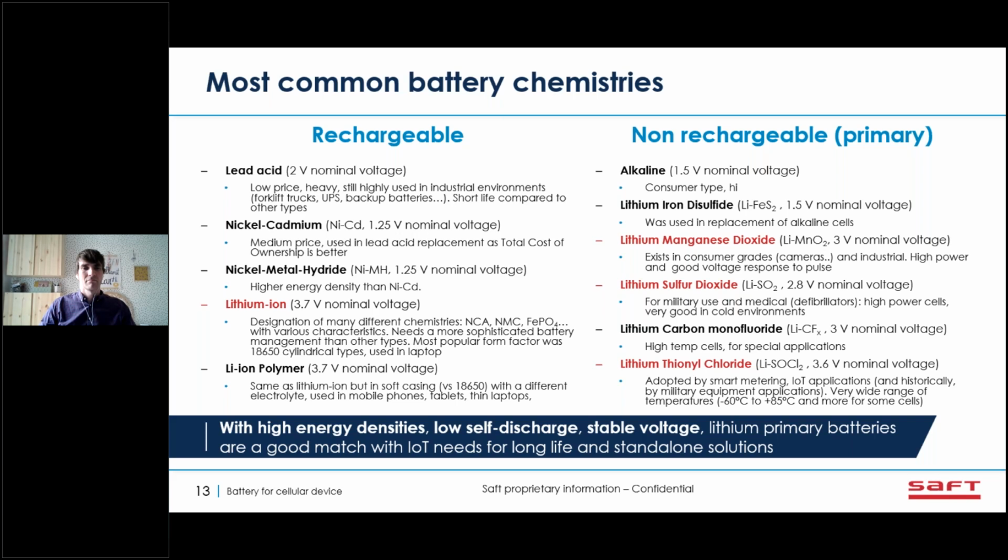The red ones in this slide are the chemistries used by Saft Connected Energy Division. And lithium manganese dioxide (MnO2) or lithium thionyl chloride (SOCl2) are the ones more dedicated specifically to IoT applications. So the advantages of lithium are high energy density, low level of self-discharge, and a stable voltage during the discharge. So it's a good match for IoT needs, long life and standalone solutions.